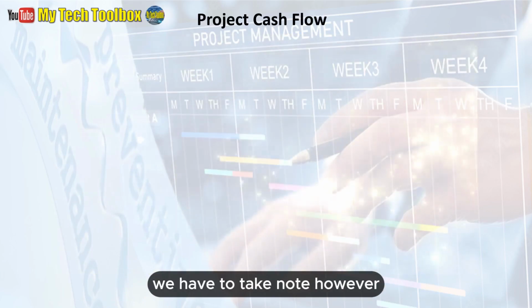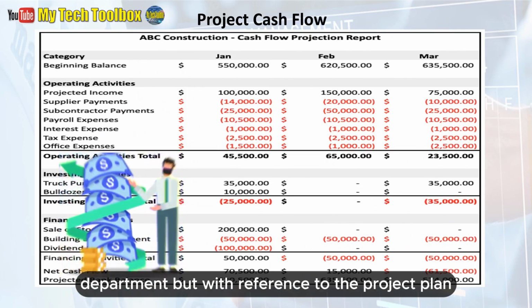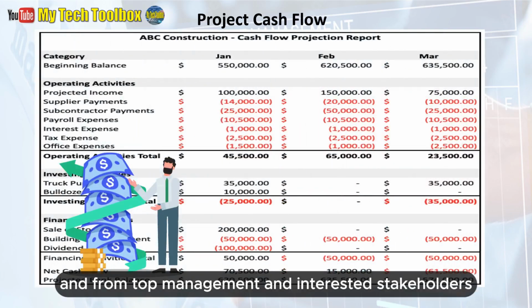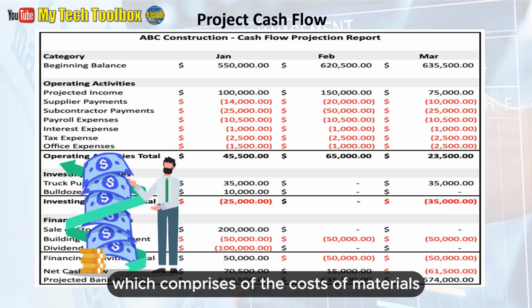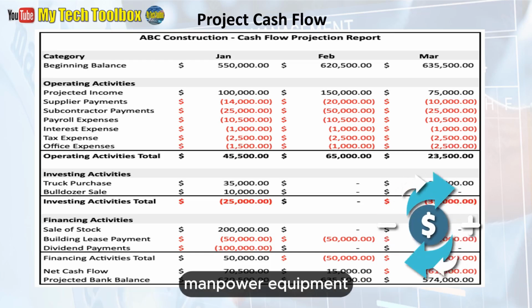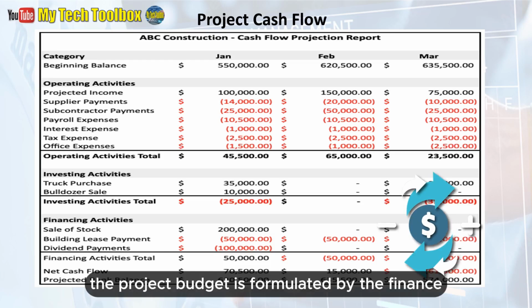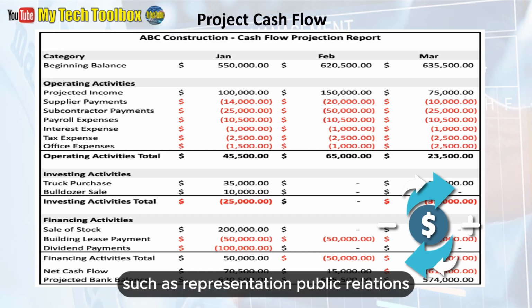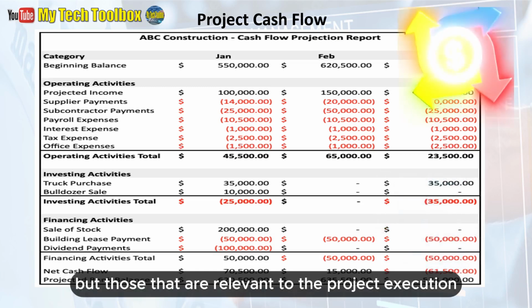We have to take note, however, that the project budget and cash flow are formulated by the finance department, but with reference to the project plan created by the project team and from top management and interested stakeholders. To simplify this aspect, project costs are being derived or estimated by the project team, which comprises the costs of materials, manpower, equipment, and other costs of support resources. The project budget is formulated by the finance department that incorporates indirect costs such as representation, public relations, regulatory, and others, but those that are relevant to the project execution.